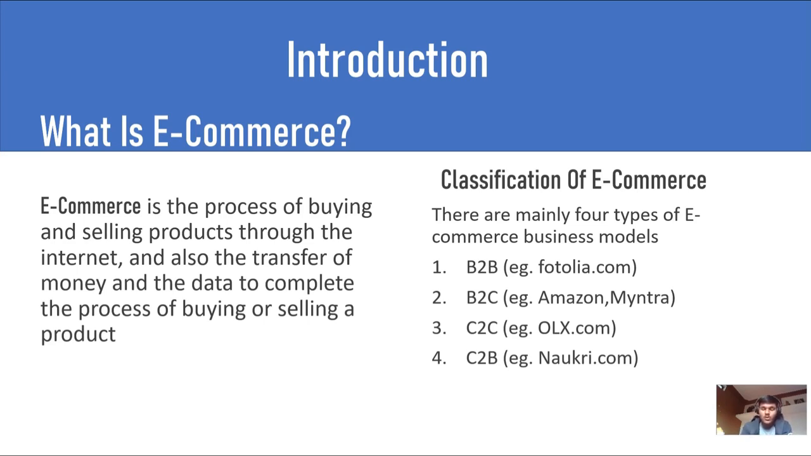Moving on, the second model is the business to customer model. In the business to customer model, we have all the websites which we use daily, like Amazon, Myntra, Shopify, etc. These websites directly interact with the customer and the businesses. The third model is customer to customer, and a very good example of this model is olx.com. After that is the customer to business model, which is naukri.com. In naukri.com, the customers, or you can say the employees, go to the companies for the job, right?